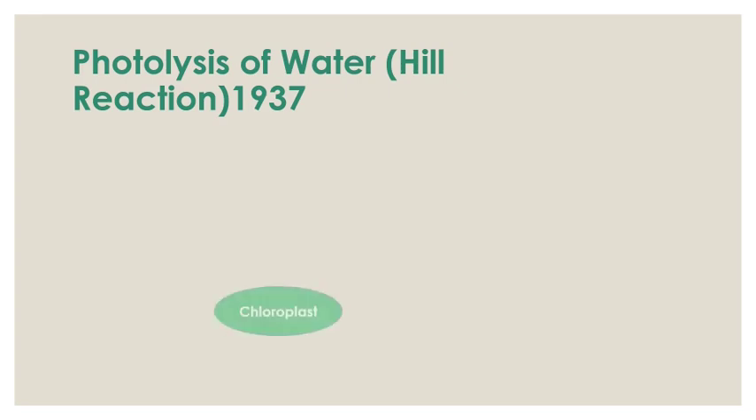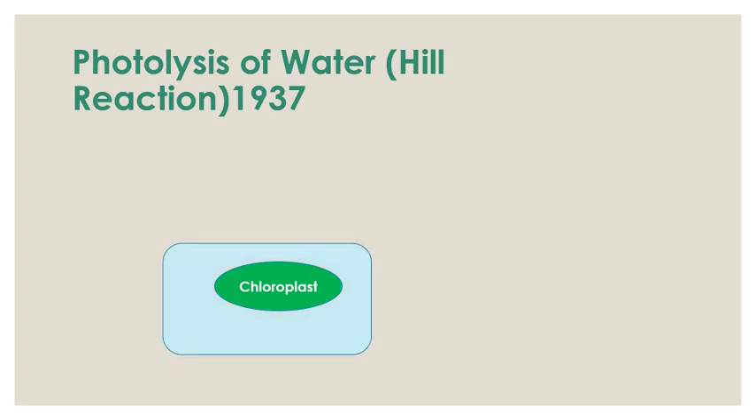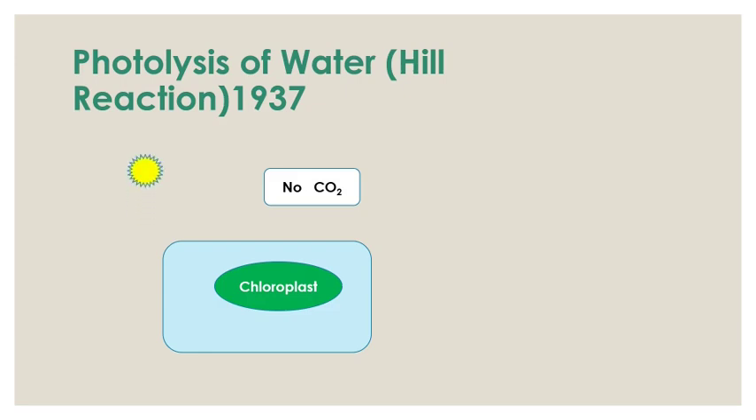A wonderful experiment was carried out by Robert Hill. He isolated chloroplasts. These chloroplasts he suspended in water. He saw that this sample of chloroplasts suspended in water had no carbon dioxide traces. He illuminated this in sunlight, and he used certain electron acceptors like ferric salts. Ferricyanide is a type of ferric salt. So these electron acceptors were taken in the medium.